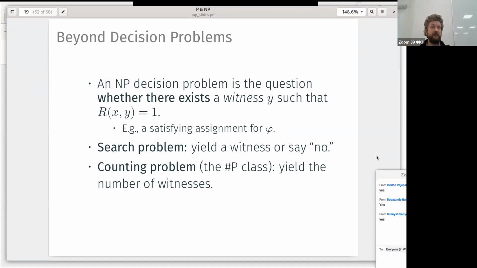There could be only one, but there could be a big amount of them. We're interested in how many assignments. For example, maybe the assignment is quite rare, or maybe most of the assignments are satisfying ones. So this is the counting problem.